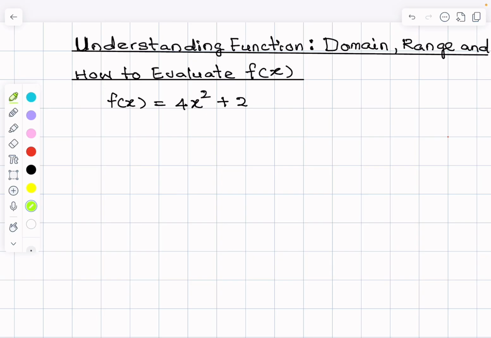Functions are actually really important in algebra. I know many students struggle with the concept of a function, but I think you will learn it easily with this video tutorial. We are going to learn how to evaluate a function and how to find the domain and range of a function.